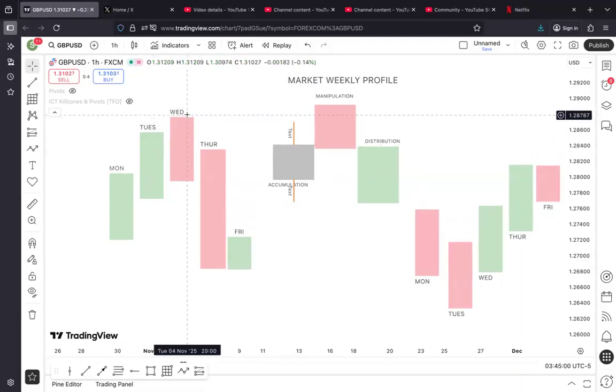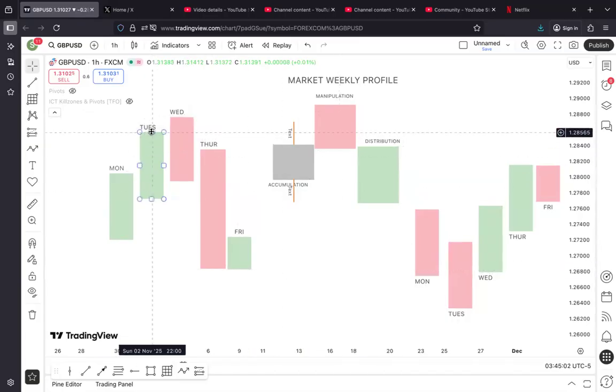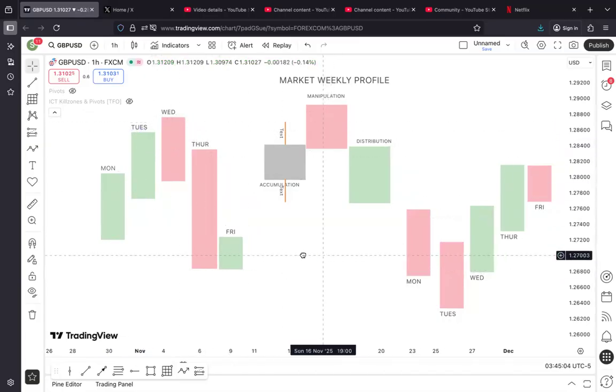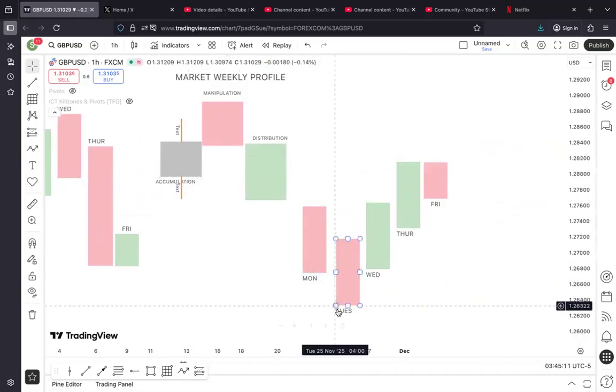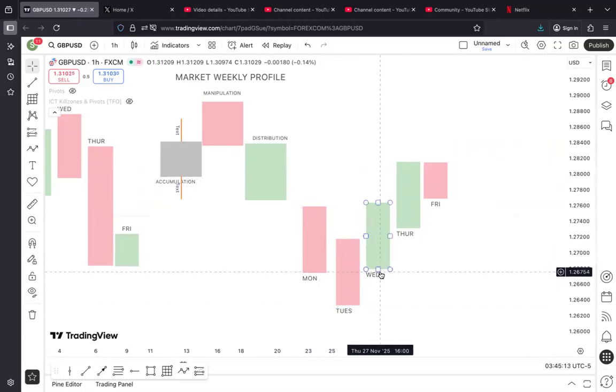If you're bearish, you only want to sell on Wednesday or Thursday. Sorry, on Tuesday or Wednesday. And of course, conversely for buys. On Monday, you want to expect the price to accumulate, just like I mentioned earlier on. It must accumulate either on Tuesday or Wednesday.